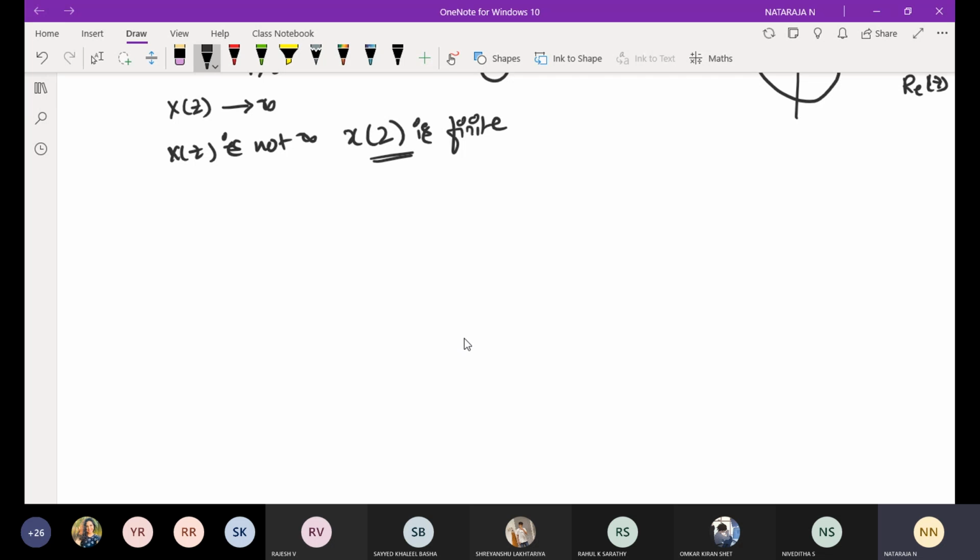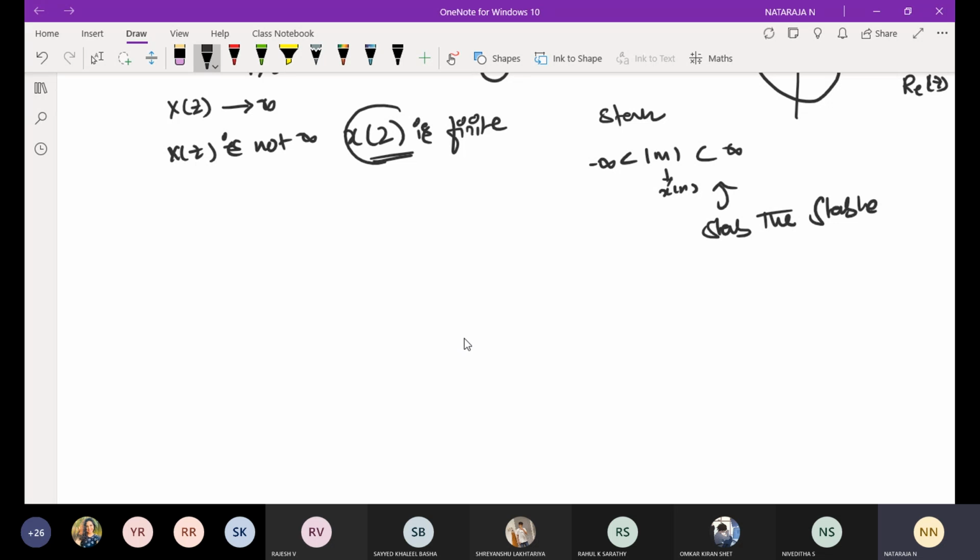What we discussed in the second and third modules, the system stability: the condition we use is that the magnitude of x of n lies between minus infinity to plus infinity. When we satisfy the condition of stability, the values should be stable. So here also we need to get a finite value of X of z. Then only are we going to find zeros and poles.